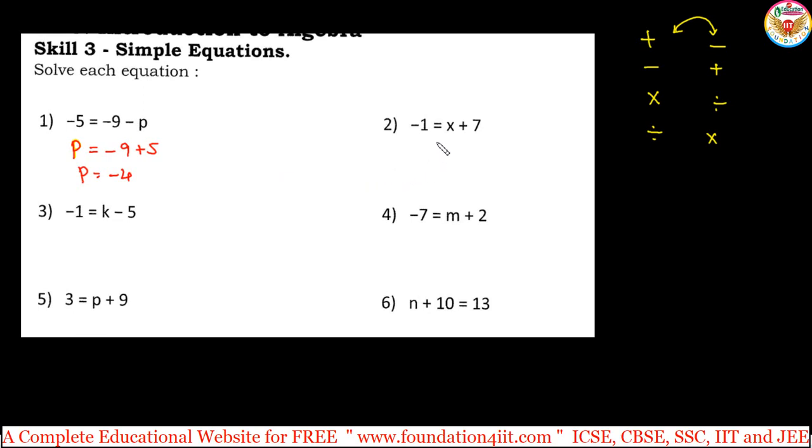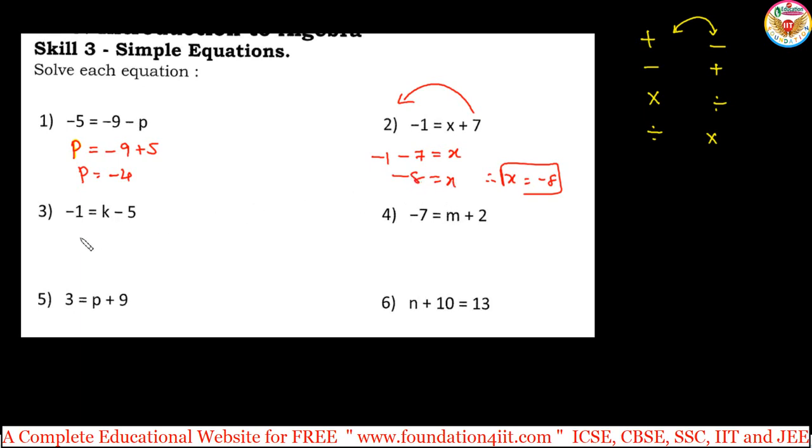Next one. Minus 1 is equal to x plus 7. I am taking the 7 to the LHS, no problem. Minus 1 is already there, and plus 7 you can take this side as minus 7. Minus 1 minus 7 is minus 8, which is equal to x. So therefore x is equal to minus 8. Simple. If minus 8 is equal to x, it means x is equal to minus 8 only.